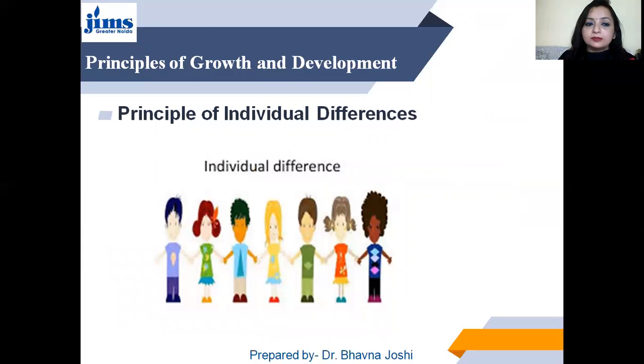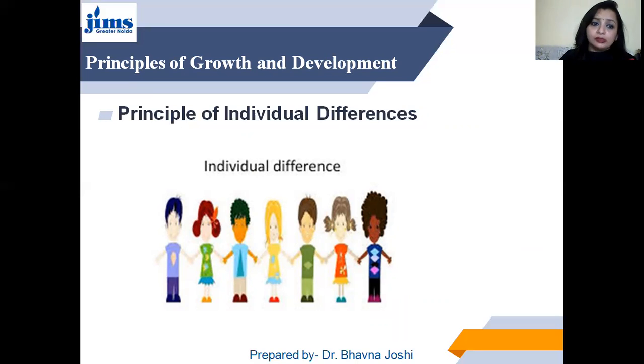The fourth principle is principle of individual differences. As we all know that no two individuals are alike, even twins are not alike. Everyone is different from each other. So individuals differ with regard to their time schedule. That is, all children first sit, then crawl, then stand, and then walk.